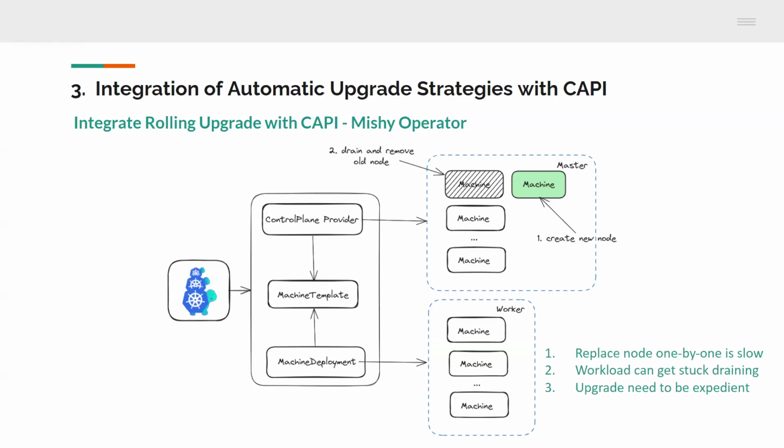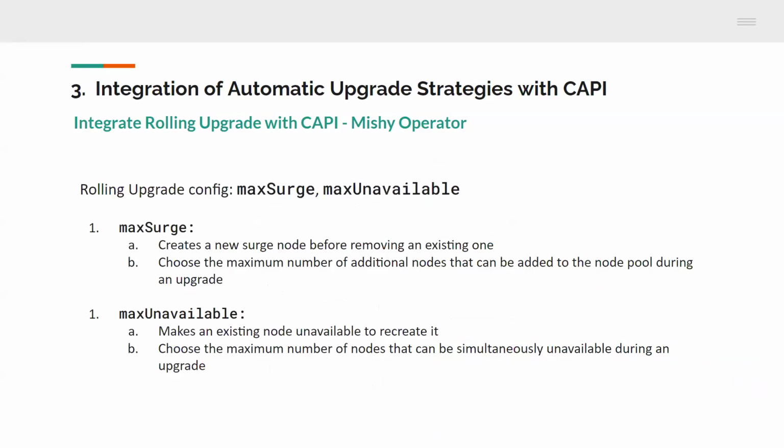But we have a problem here, because if we have many worker nodes and replace them one by one, it's really slow, and the workload can get stuck during training. The upgrade needs to be expedient. So we have the conflict of the custom resource with the masters. This means it will create a new node before removing the existing one.